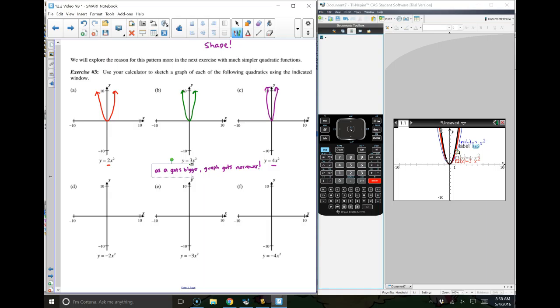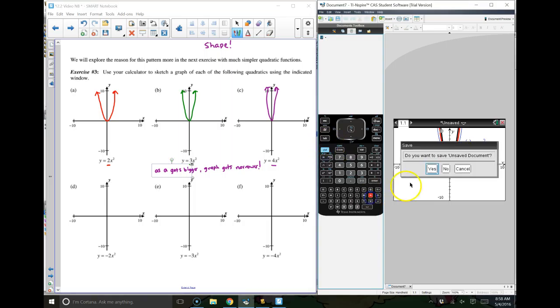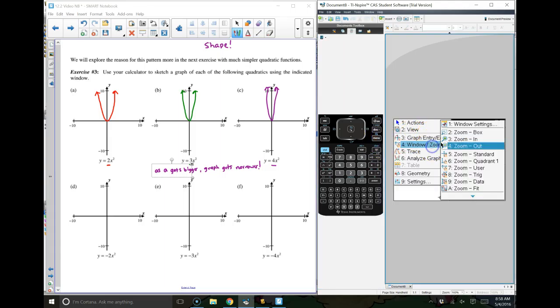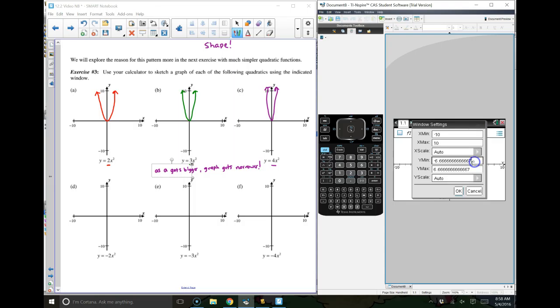So what happens when it's negative and it does the same thing? Will the pattern stay the same? Well, let's take a look. So I'm going to hit Control N and get myself a new graph here. Okay, I'm going to change my window just to prepare because I want this -10 to 10 like the thing wants. So I'm going to change the window, get -10 to +10.